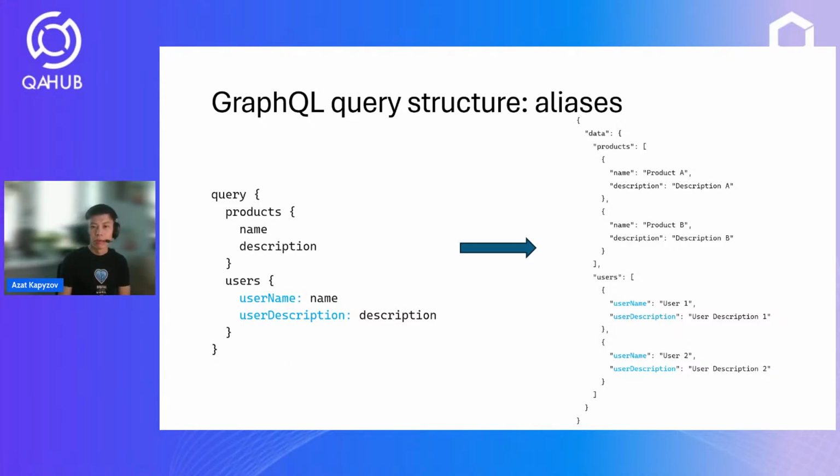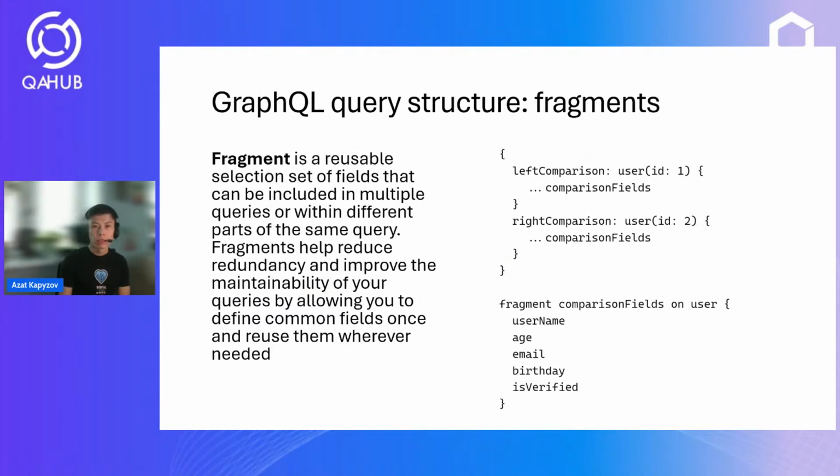Okay, let's move on to fragments. A fragment is a reusable selection set of fields that can be included in multiple queries or within different parts of the same query. Fragments help reduce redundancy and improve the maintainability of your queries by allowing you to define common fields once and reuse them wherever needed.